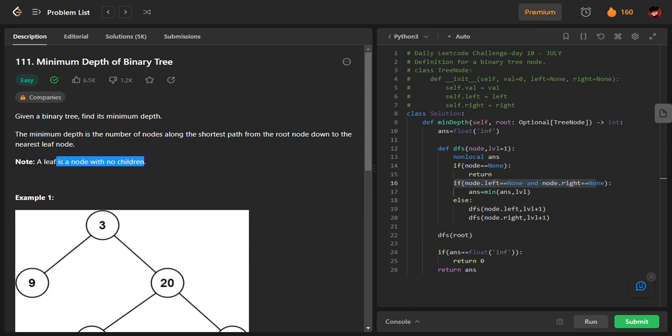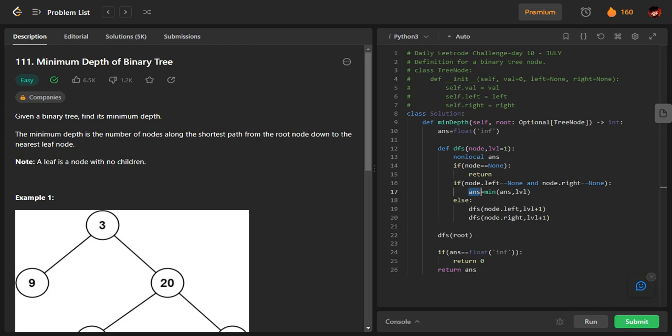If the left node is none and the right node is also none, then it is definitely going to be a leaf node, and its level, that is, how many nodes we have witnessed till now, is a probable answer. That is one possible answer. So I am going to compare my answer with that, and whichever is the minimum, the answer will be updated based on that.